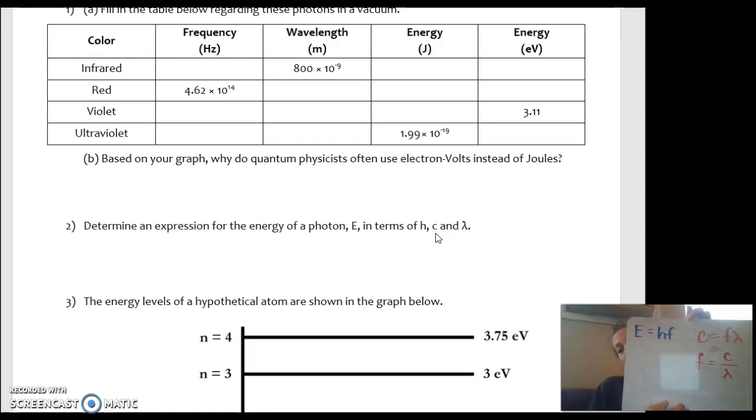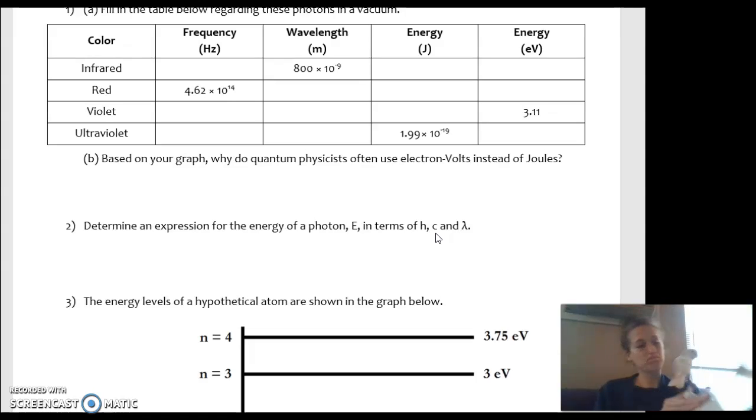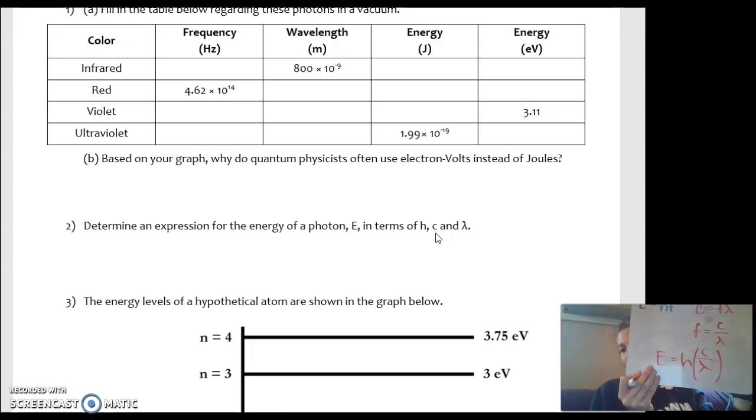And now I can replace the frequency in my energy equation. So I get E is equal to H times C over wavelength. And it's just another way to solve for energy if I have the wavelength instead of the frequency. So I've kind of simplified it into one step.